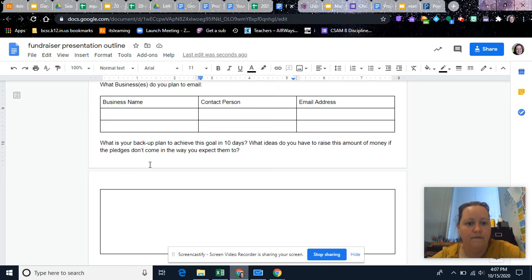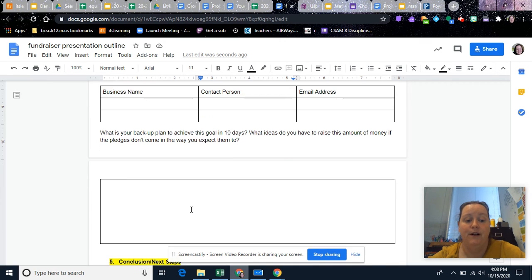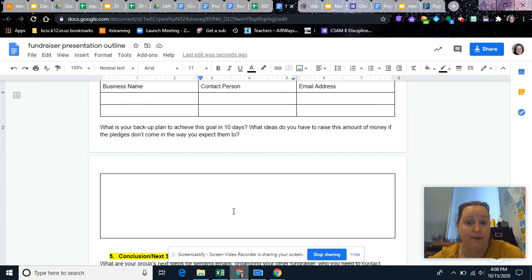And then what happens if all your pledges fall through? You send out these awesome sounding emails that you will spend time with Ms. Spurgeon creating. It will have awesome parts of this project in it. And then what happens if no one can give you money because times are tough right now? We understand that. So every group is going to come up with a backup fundraising plan.